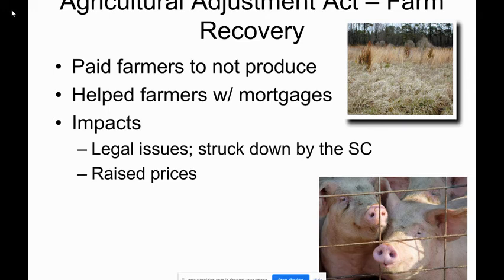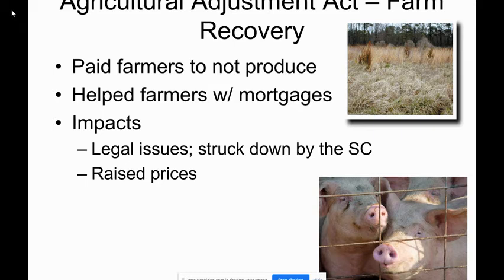Eventually, though, the AAA, by probably the mid-1930s, is being challenged in the courts, and it eventually works its way up to the Supreme Court. Remember, the Supreme Court is, at least before 1936 and 37, pretty conservative, and they actually strike down the Agricultural Adjustment Act as unconstitutional.